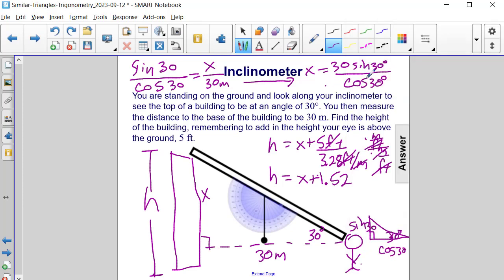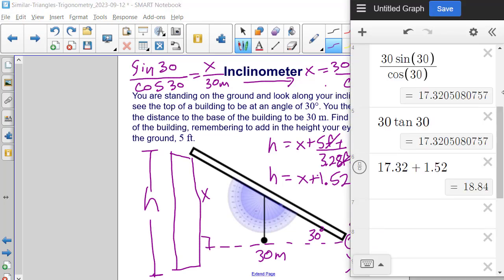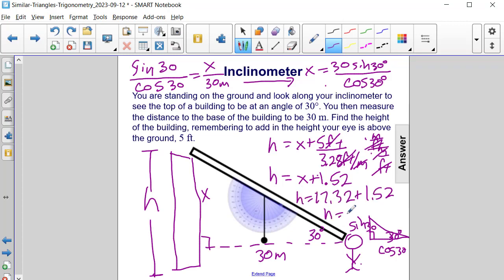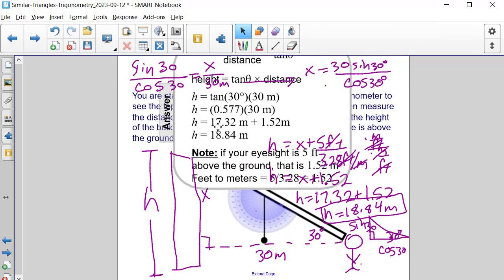Some of you may have said, hey, wait, I have sine of 30 degrees over cosine of 30 degrees, and that's equal to tangent. So I'm going to do 30 times the tangent of 30. That's also 17.32. And then in order to get the final height, we need to add up the 17.32 and the 1.52 that we found earlier, so the final height is 18.84 meters. And in this pull tab, they used tangent.